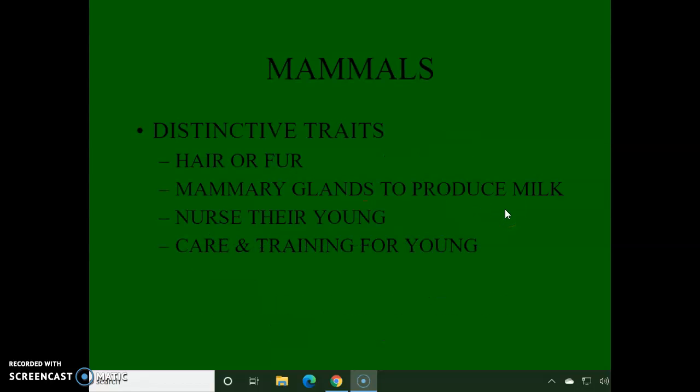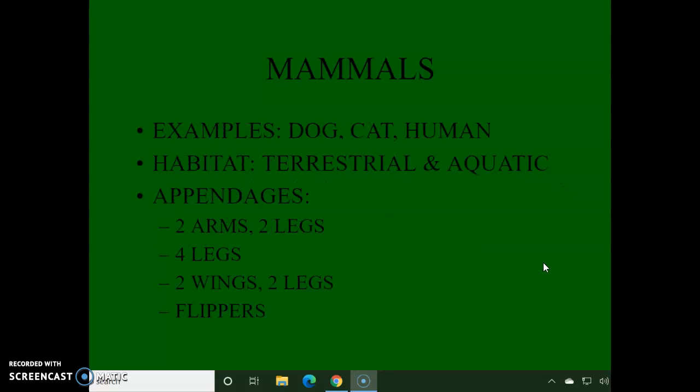So let's go above where it says mammals in the chart in that white spot. Distinctive traits, of course, hair and fur, mammary glands to produce milk. We nurse our young. That means you feed them milk. Also means you take care of them and you give care and training for your young. All right, examples, dog, cat, and the human.